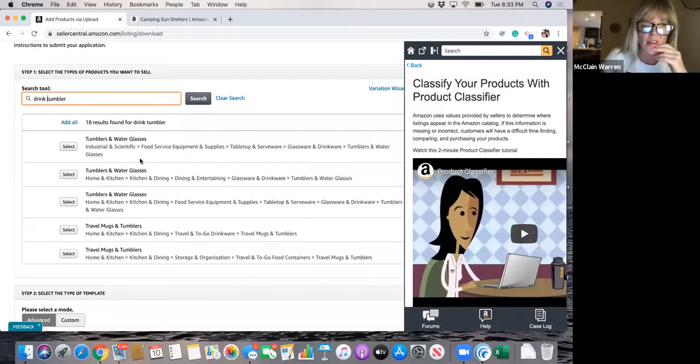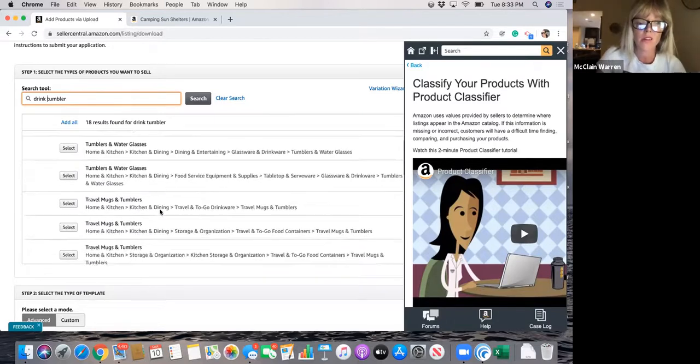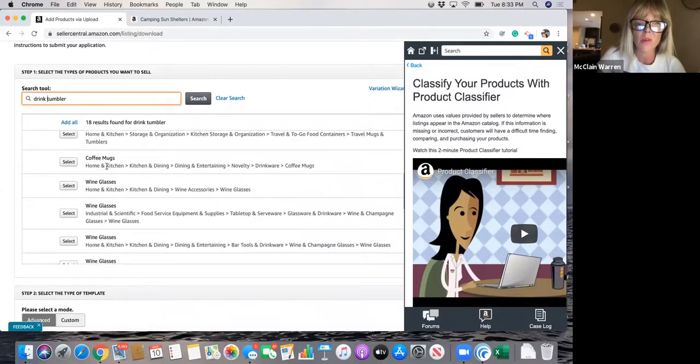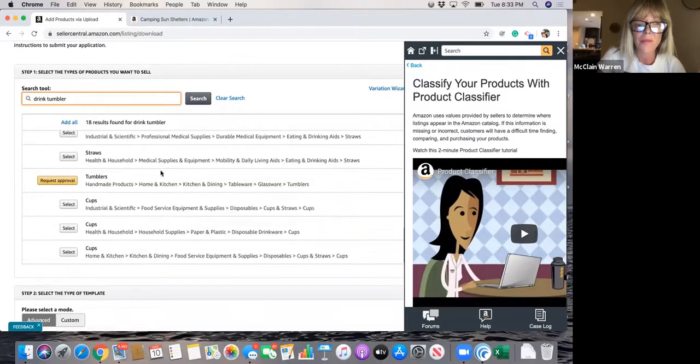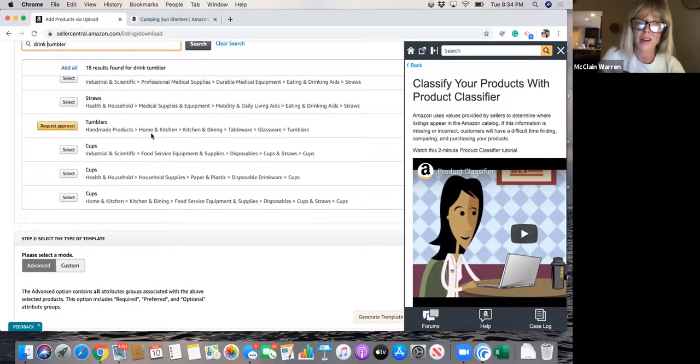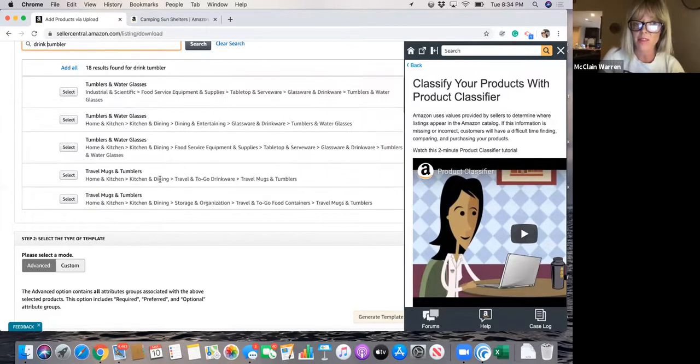Suddenly my results have gone down a little bit. It's not going to go down a ton, but all of a sudden you see that travel mugs and tumblers, as well as tumblers and water glasses, those have switched. So if I'm not paying attention and I just assume it's going to be the first one, all of a sudden I've missed the travel mugs and tumblers. And maybe that's what I want. I don't know. Maybe that's the best option. Or maybe I want it under coffee mugs. And interestingly enough, thermoses is gone. So because I haven't established that it's insulated or that it's double walled or anything like that, now we don't even have the option for thermoses.